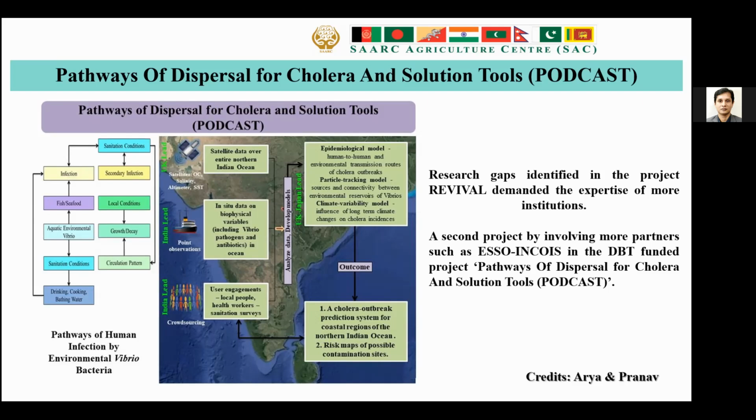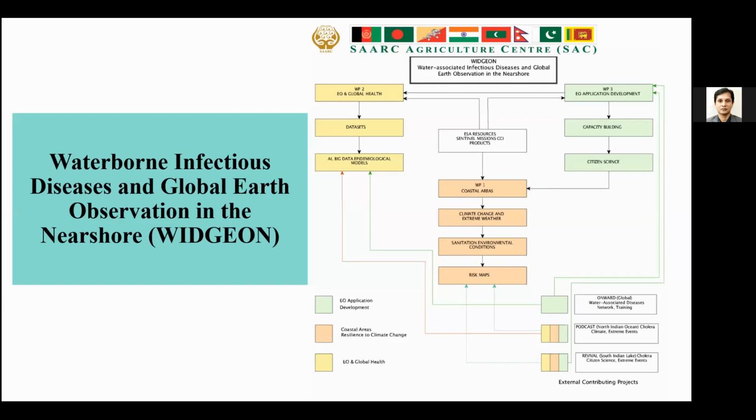So the extension of this particular work into the coastal areas can come up with an operational advisory, so that tourism can be promoted in locations where there is no microbial contamination. Further, the European Space Agency is utilized for such activities. We have a program called Vigion, where we are trying to see how waterborne infectious diseases and global earth observation in the near shore can be utilized.